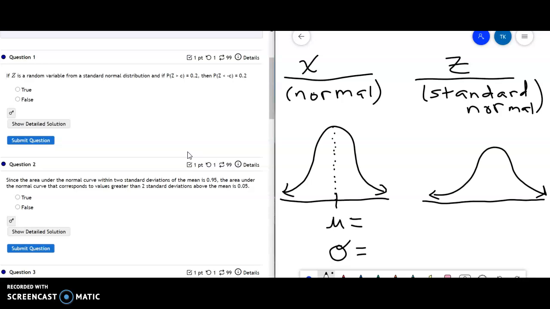Now it's not the same curve, so I drew it at a different height, but it's still a bell curve. The thing that's kind of magical or important about the standard normal curve, the z curve, is that just like the x curve, the mu is in the middle, but in this case we know that the mu is 0. The mu will be 0 every single time in a standard normal distribution, which is really nice because we have a table for that.